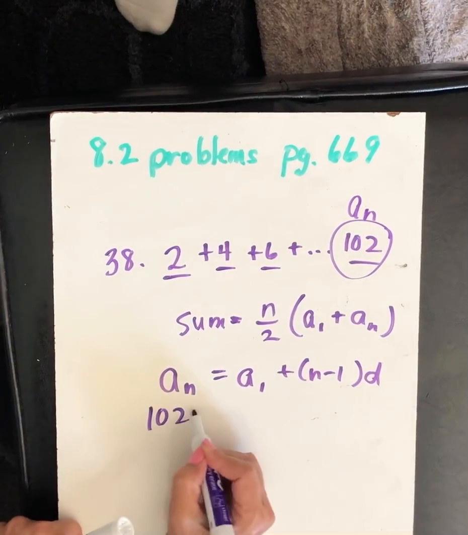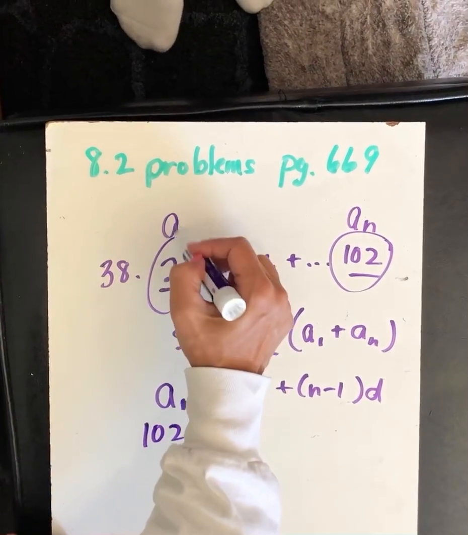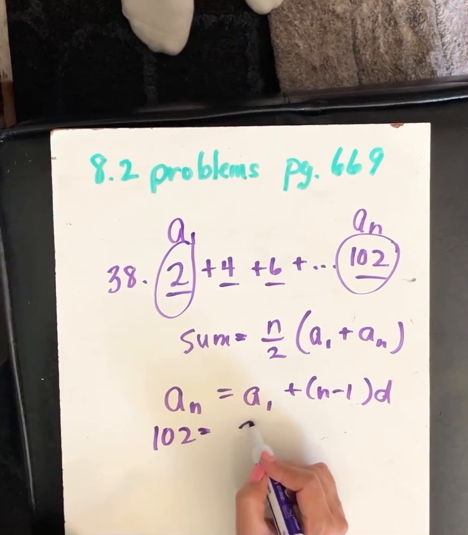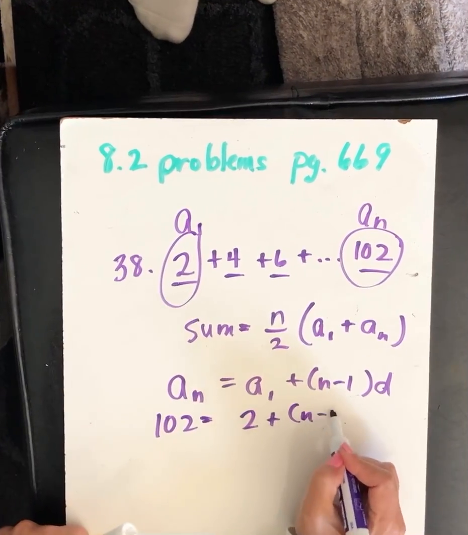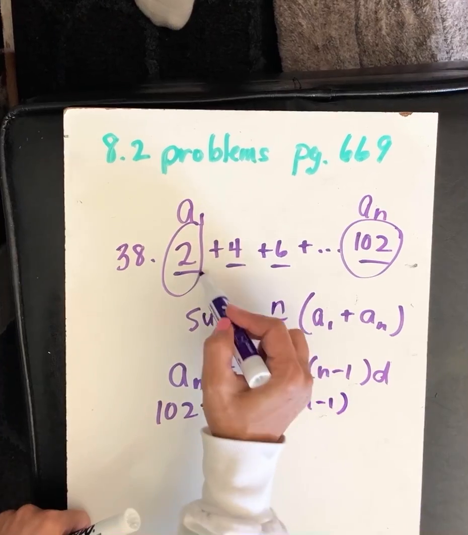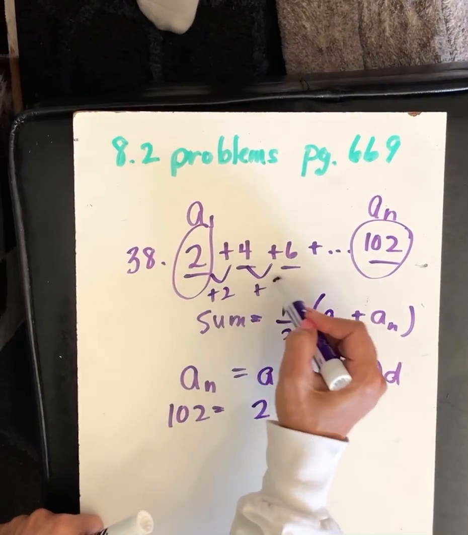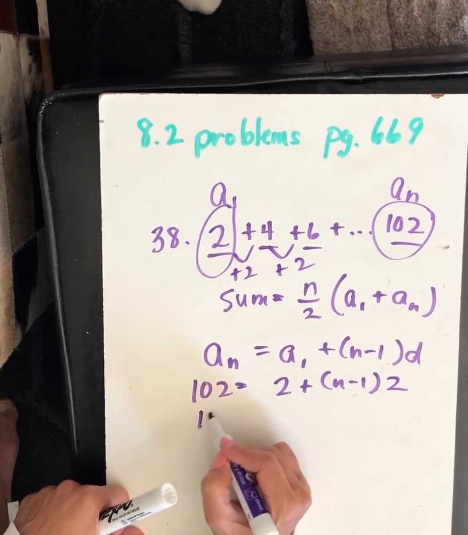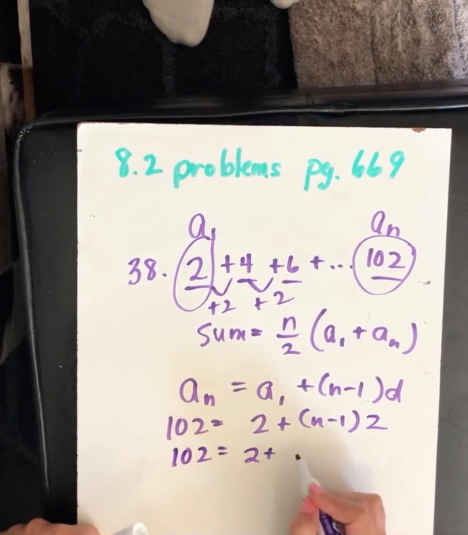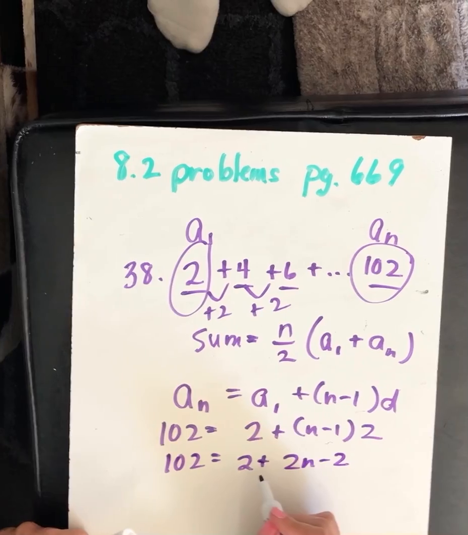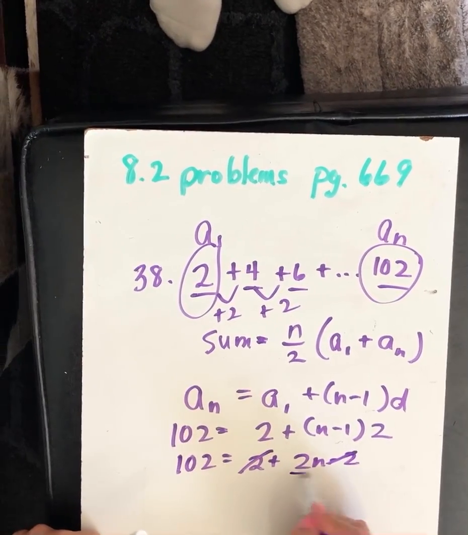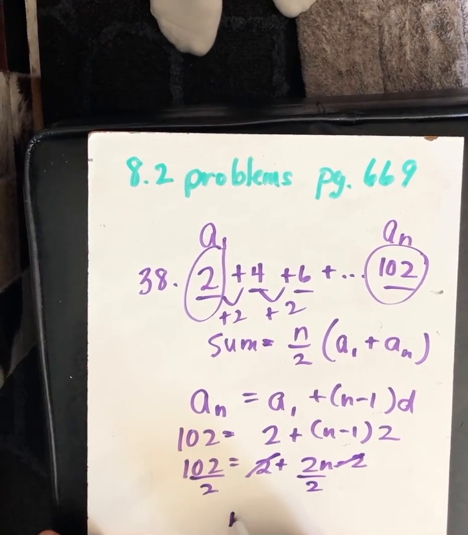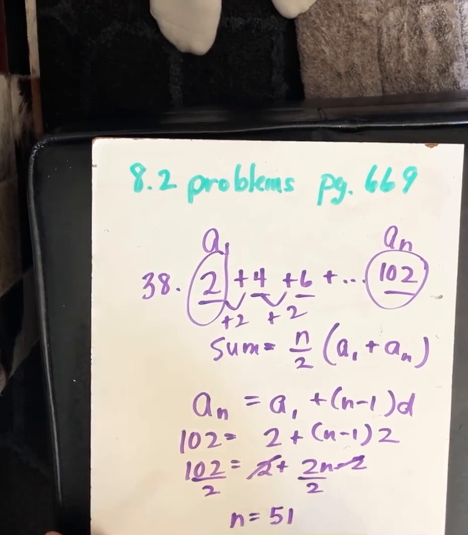So 102 equals the first term, which is what a subscript 1 is, so 2, plus n minus 1. We can see these terms are going up by 2. So that is our common difference, times 2. So I'm going to simplify and solve for n. So 102 equals 2 plus 2n minus 2. 2 minus 2 cancels out. Divide each side by 2. So the number of terms is going to be 51.